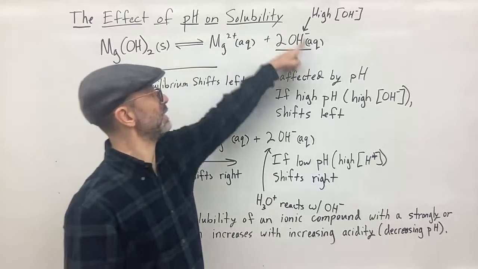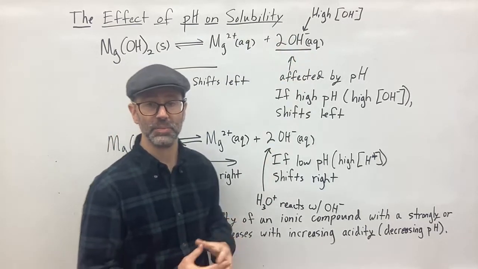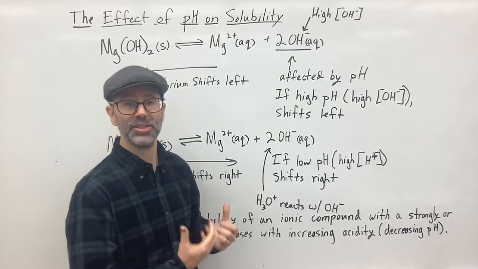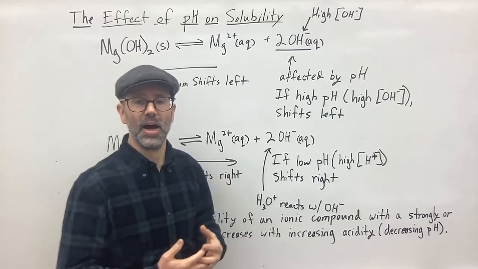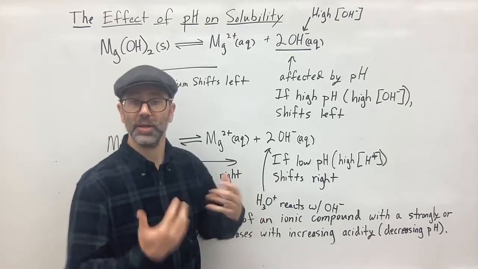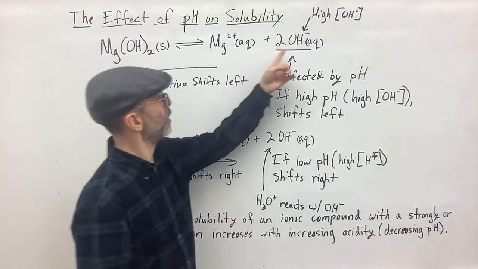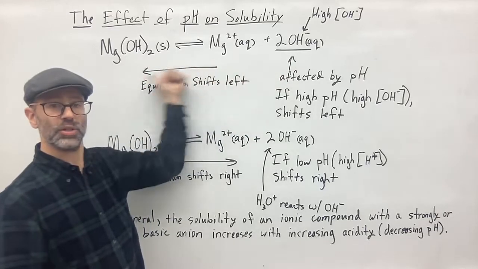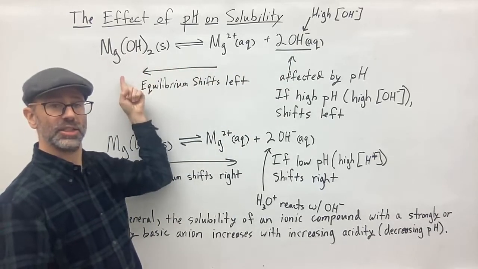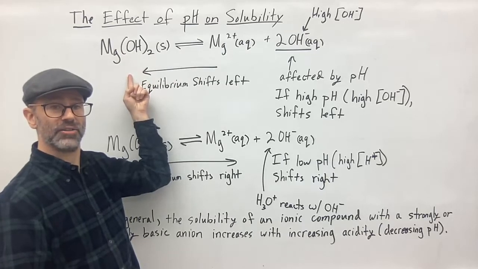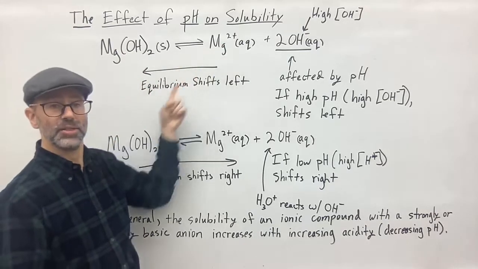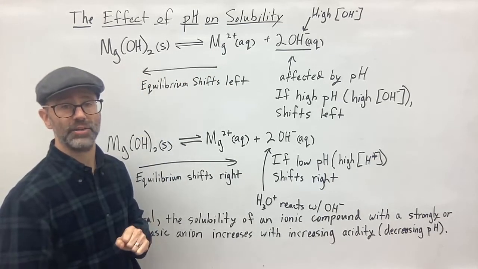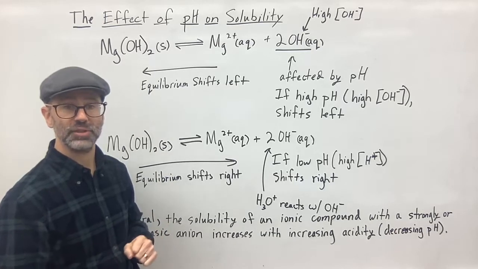If we increase this, then according to Le Chatelier's principle, the equilibrium is going to shift in order to undo that change, undo that stress. So if this is going to be increased, then it's going to shift towards the left, towards the reactant here, to create more magnesium hydroxide solid and less of this. So that's going to end up causing the solubility of your magnesium hydroxide to be less. So it's going to shift to the left.